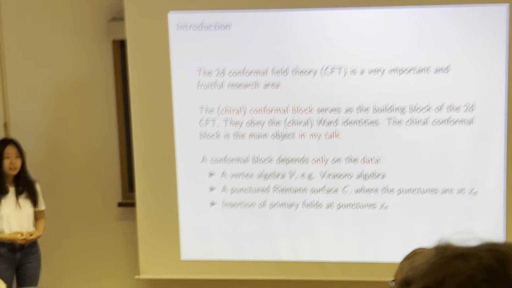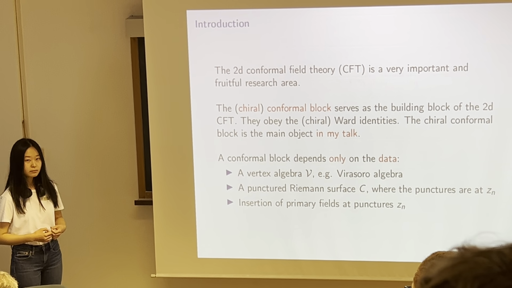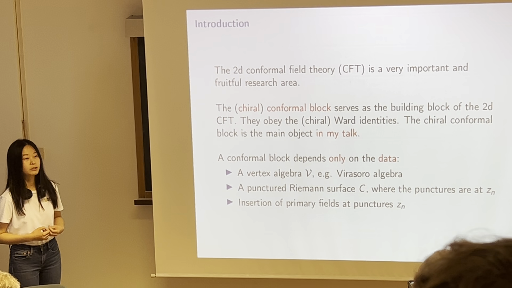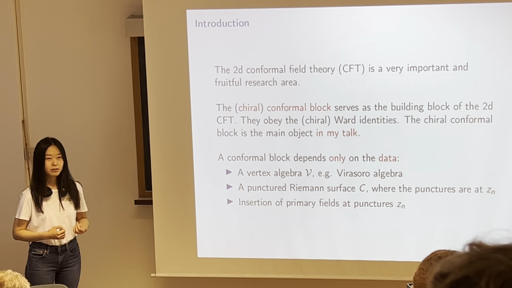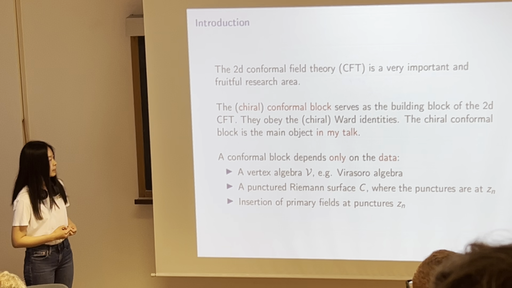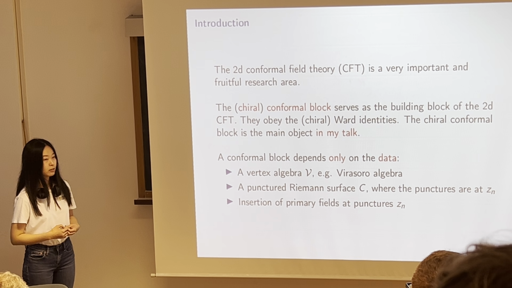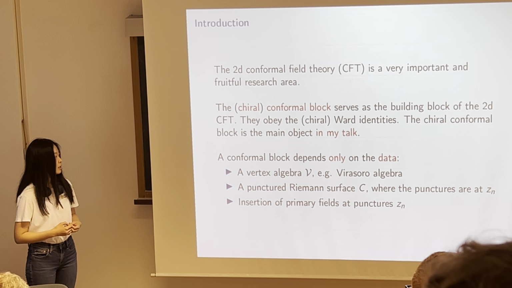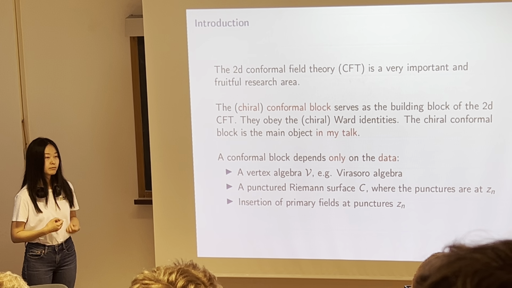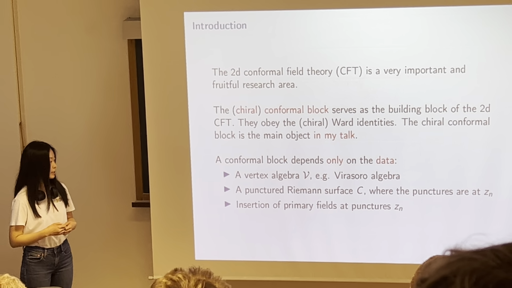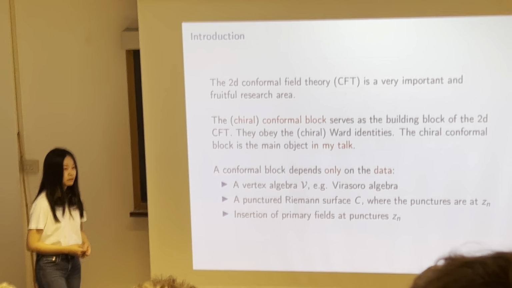In 2D CFT, the essential objects to study are the conformal blocks. In short, they are solutions to the Ward identities. In my talk here, we will only look at the chiral parts, and indeed the main objects of my talk today will be the chiral conformal blocks. I will give a quick review of the definitions of conformal blocks later, but for here, I just want to list the data a conformal block depends on.